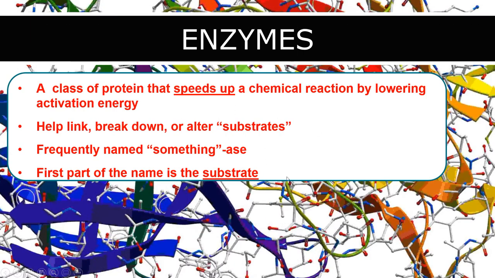So enzymes are just a class of proteins that help speed up a chemical reaction by lowering that activation energy. And again, it's by stabilizing the transition shape somehow. Enzymes are basically proteins with a job. They either help link things. So when we've been linking our monomers of saccharides to make the polysaccharides, when we've been linking our amino acids together to make the polypeptide, there's an enzyme that does that specifically to do those condensation reactions.